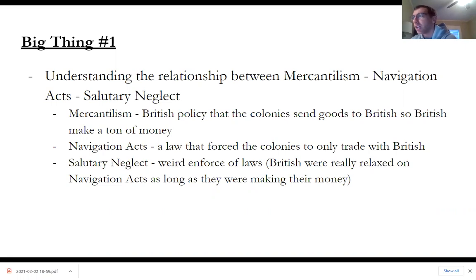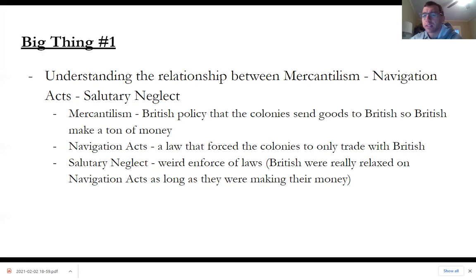The first thing is you need to understand the somewhat complex relationship between mercantilism, the Navigation Acts, and salutary neglect. So mercantilism was the overall British policy that made sure that the colonists worked for the British. That's how it was set up. It was called a parent colony relationship. The parent country for the North American colonies was the British. And so the colonists in North America worked for the British Empire, for the British government.